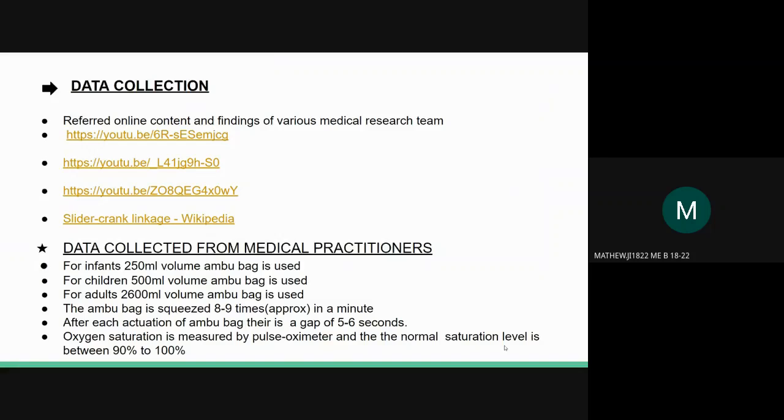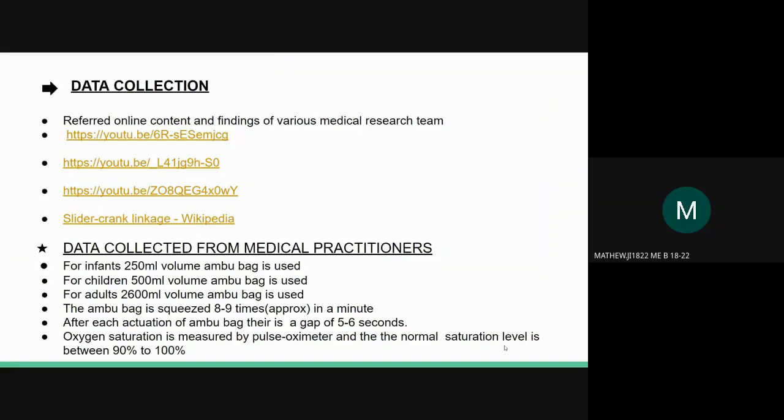For infants, a 250 ml volume Ambu is used. For children, a 500 ml volume Ambu is used. For adults, a 2600 ml volume Ambu is used. Also, an Ambu is approximately squeezed 8 to 9 times per minute, and after each actuation there is a gap of 5 to 6 seconds.